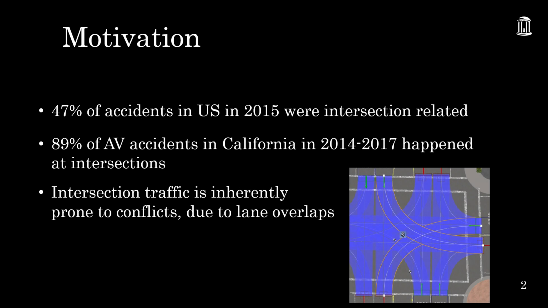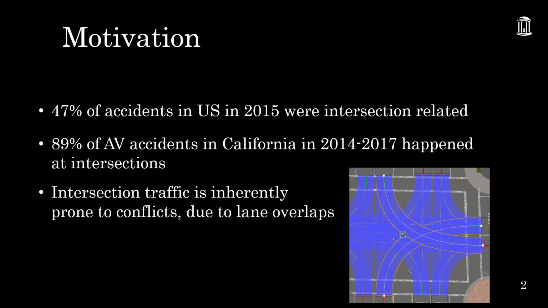Let me start first by introducing the motivation behind our project. We chose to study intersections since most accidents happen at intersections. For example, 47% of accidents in the United States in 2015 happened at intersections. Also in California between the years 2014 and 2017, 89% of the accidents involving automated vehicles happened at intersections.